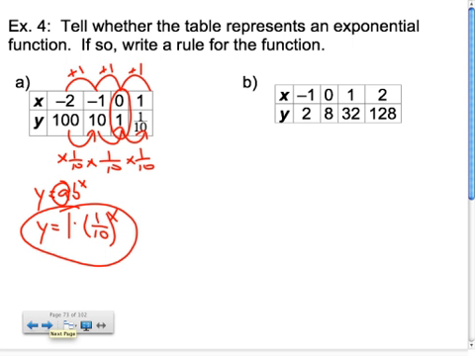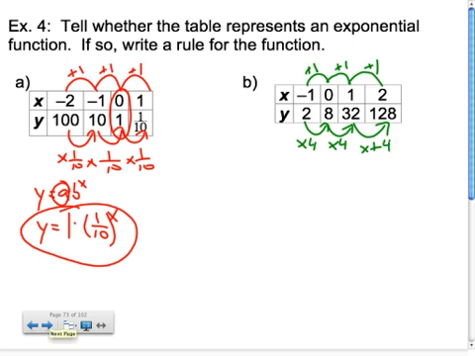In part B here, again, I would encourage you to pause the video and see if you're good here. But again, note, right, +1, +1, +1. And then I ask myself to go from 2 to 8, times 4. 8 to 32, times 4. 32 to 128, times 4.